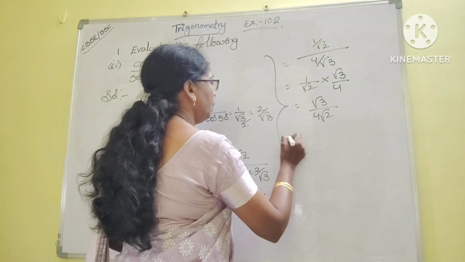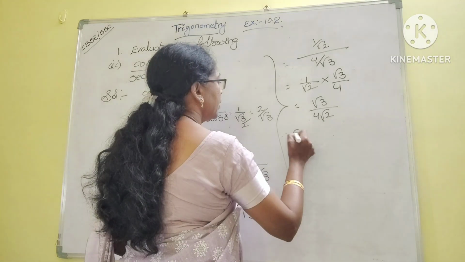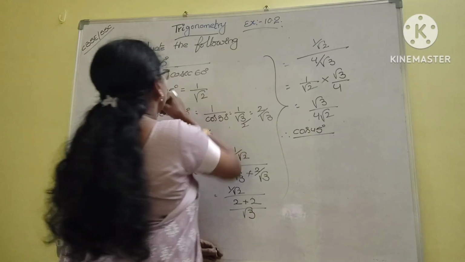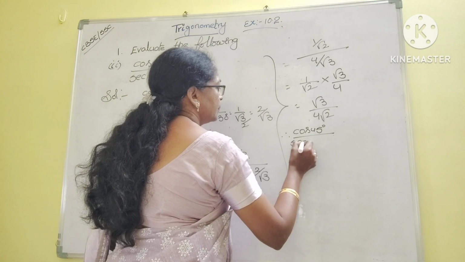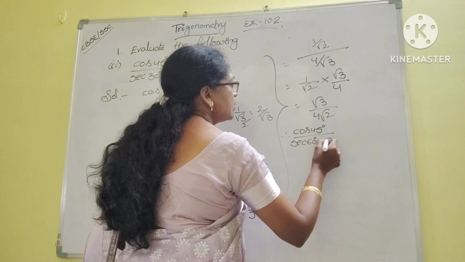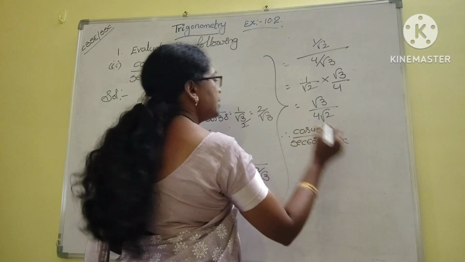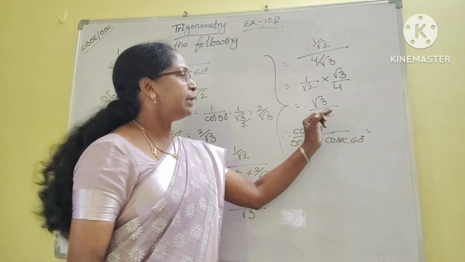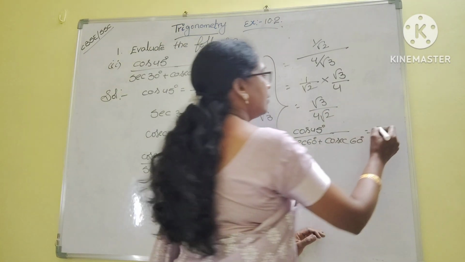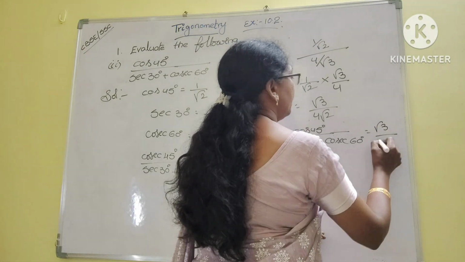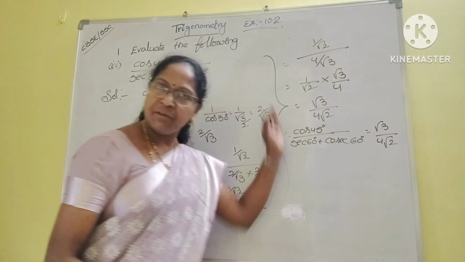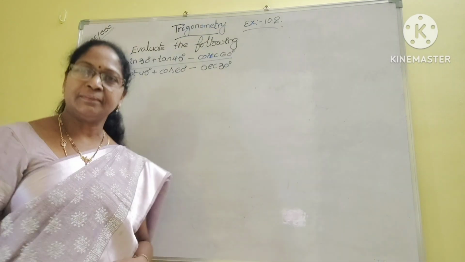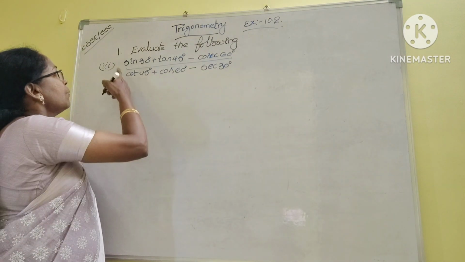Therefore here, cos 45 degrees divided by secant 60 plus cosecant 60 degrees equals, what is the answer? Root 3 divided by 4 root 2. That is the final answer. Root 3 divided by 4 root 2. If you want, you can copy this one. Next one is the third bit.